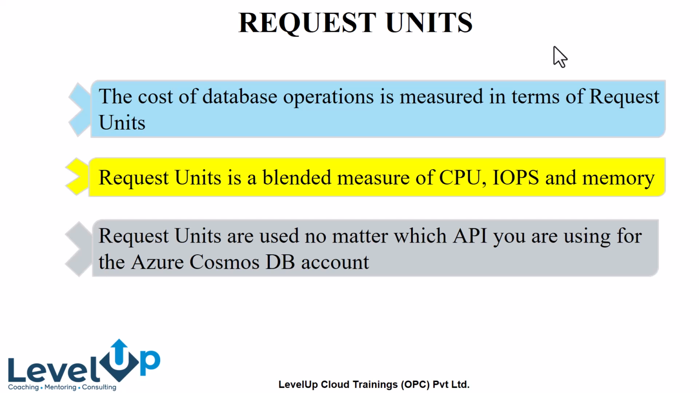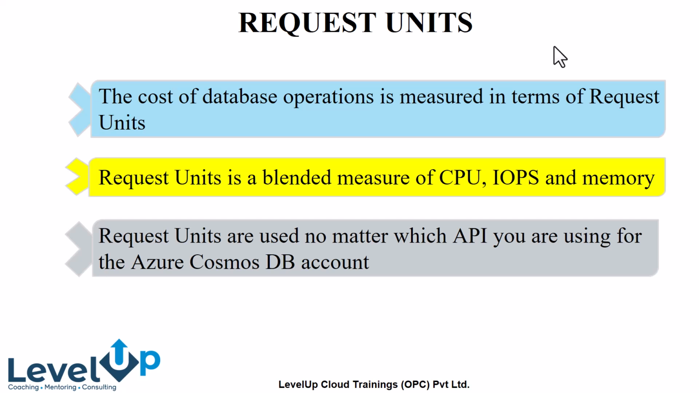Now, let us understand the costing that is involved on Cosmos DB. The cost of database operations is measured in terms of request units, that is called RU. Now, what is a request unit? A request unit is a measure of CPU, IOPS, and memory. So instead of charging you separately for CPU, IOPS, and memory, everything is taken as a single measure, and that's called a request unit.